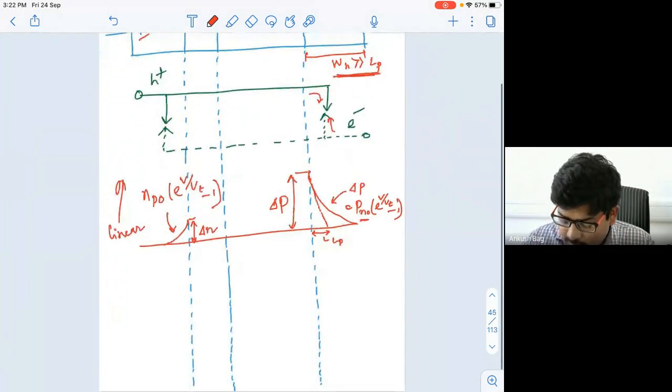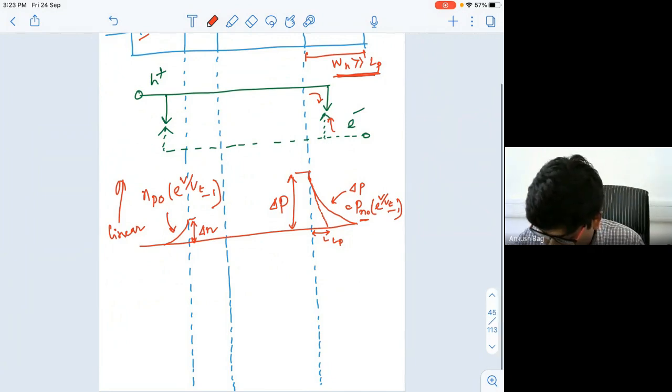So this is the minority carrier concentration, or the injected minority carrier profile, in the linear scale. Now, I hope that I will be able to draw.